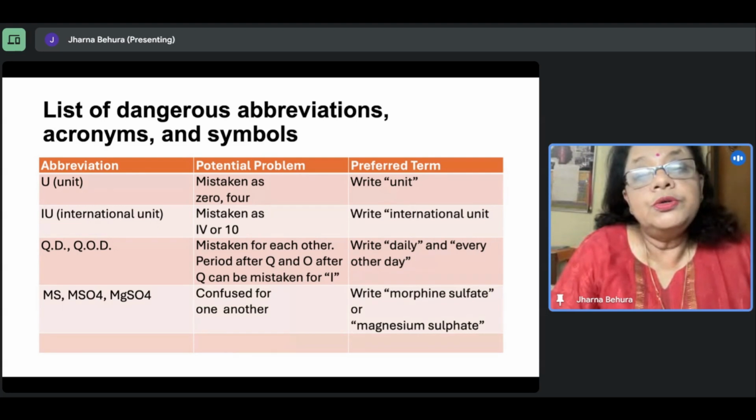Similarly, QD and QOD should not be written. It can be written as daily or every other day. And similarly, MS or MSO4 should not be written, as they can be confused for one another. Write morphine sulfate or magnesium sulfate.